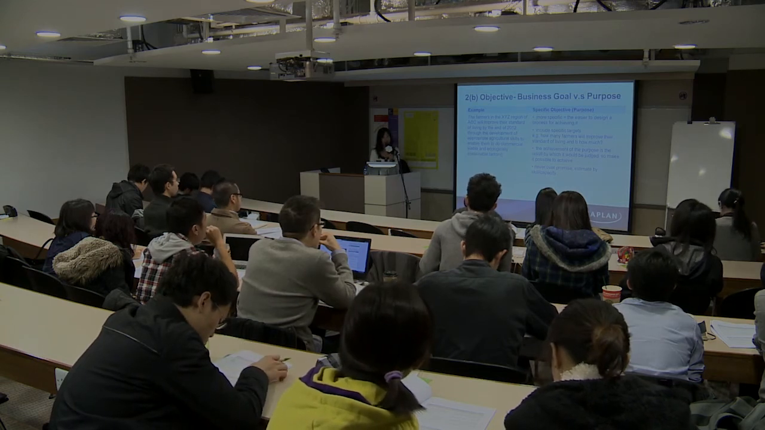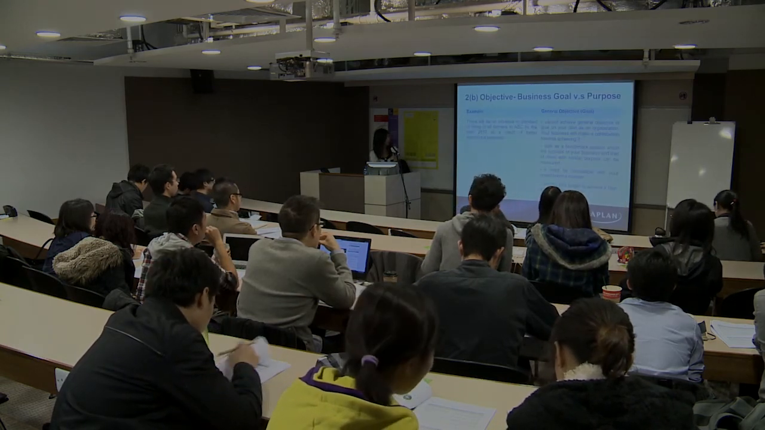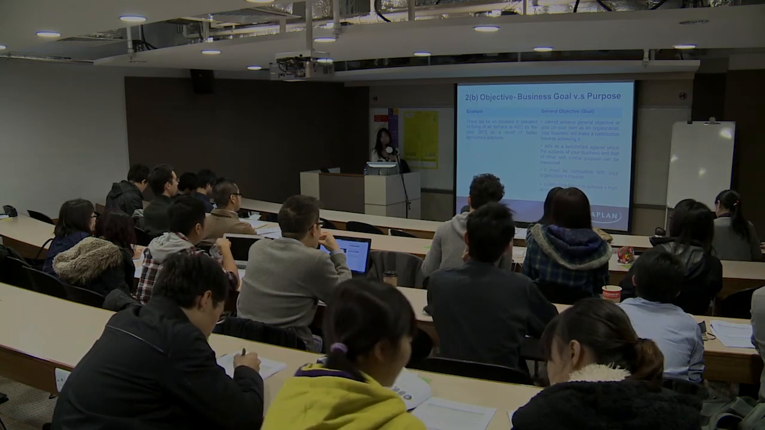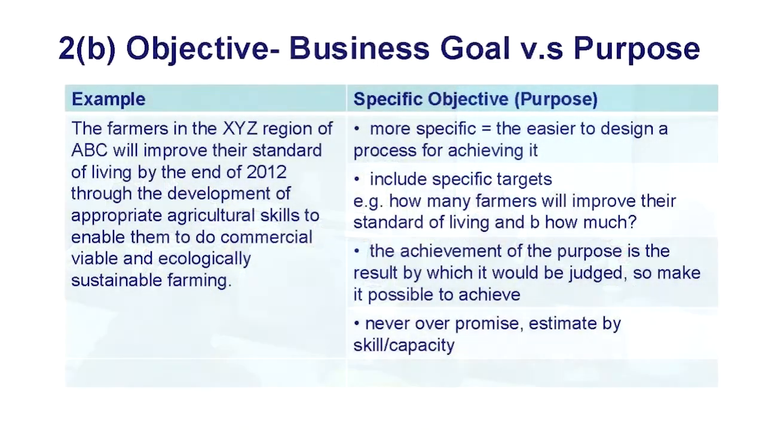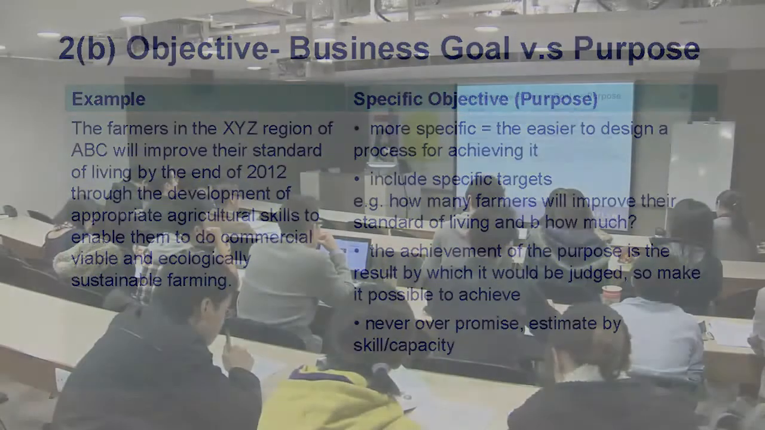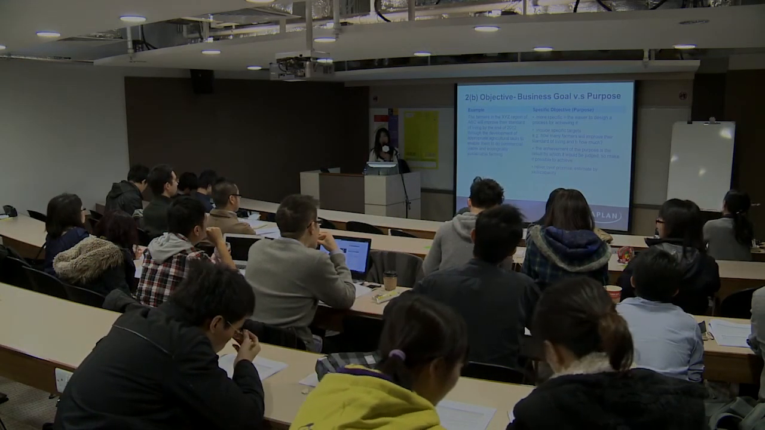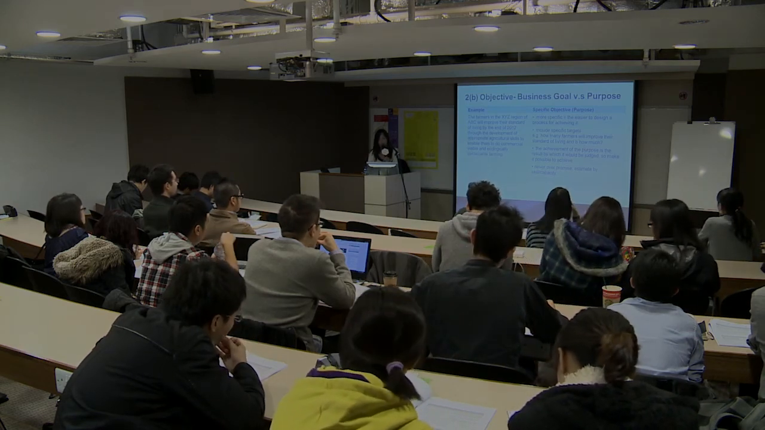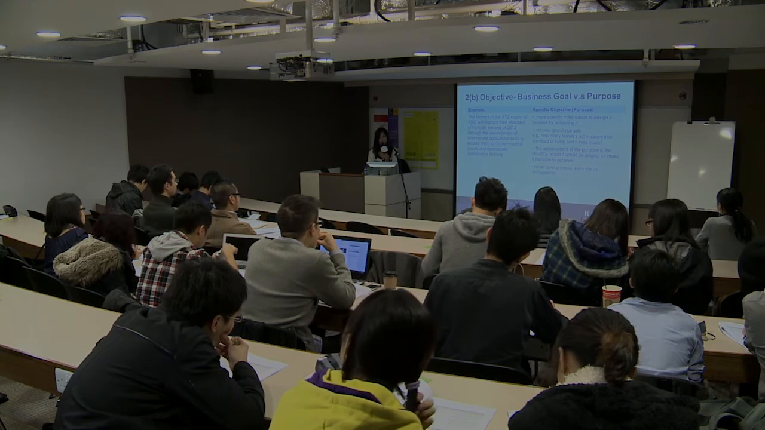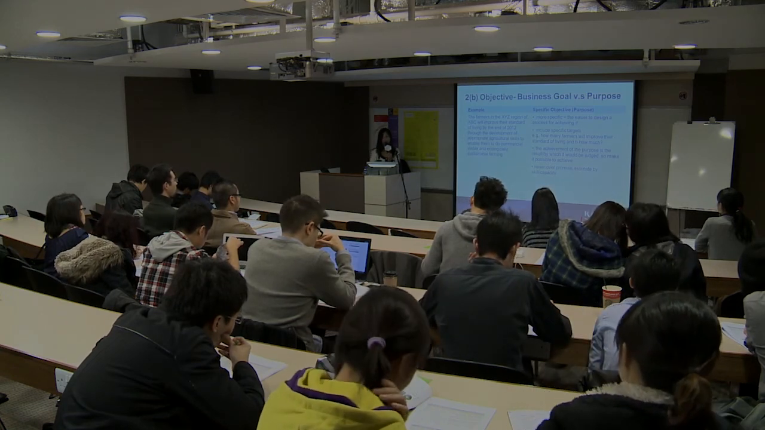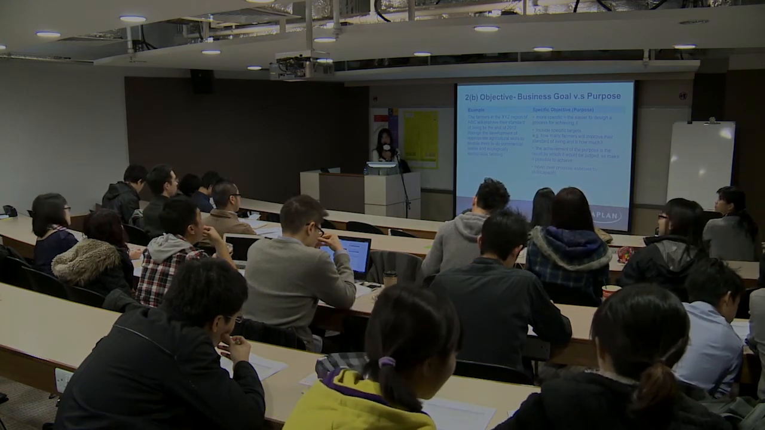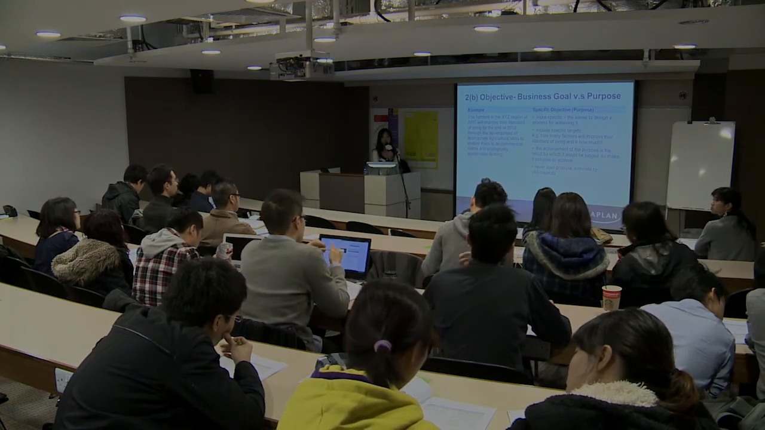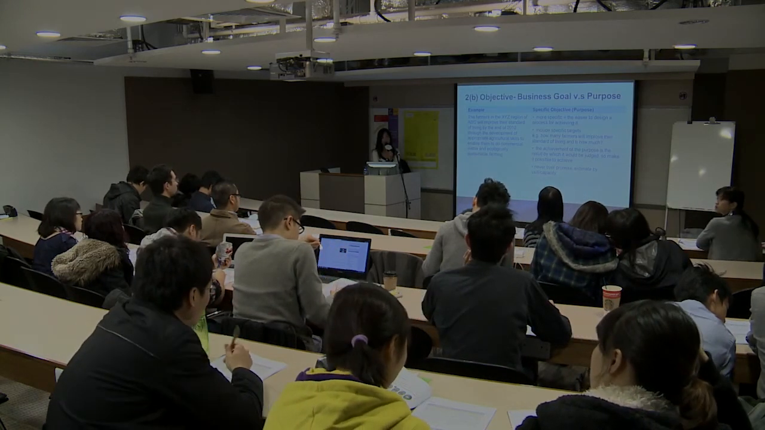If it's too broad, like just agricultural practices, there are so many different formats, okay? Then it's not specific enough to indicate which part. So you have to include specific targets. How many farmers? Maybe you should include not just the farmers, but how many farmers? And also the achievement of the purpose is the result by which it would be judged. So make it possible to achieve. The purpose you should indicate in your writing. It should be achievable. It should be where it would be judged.